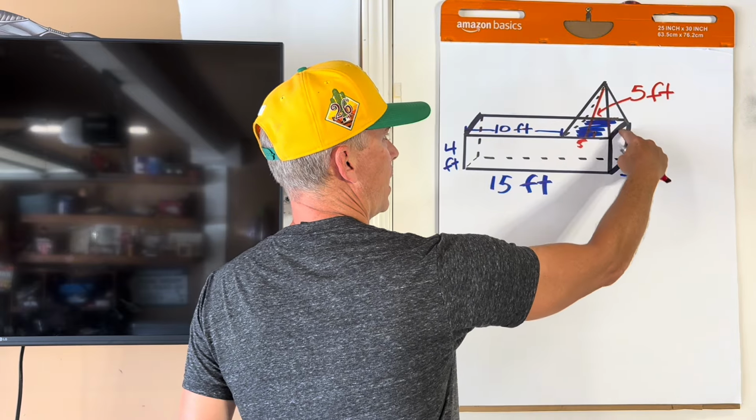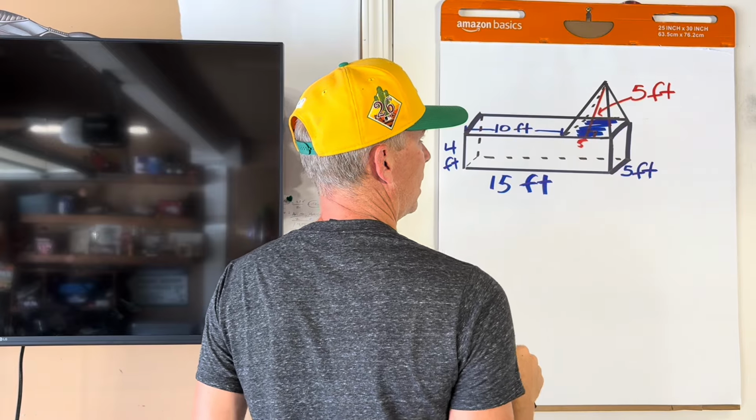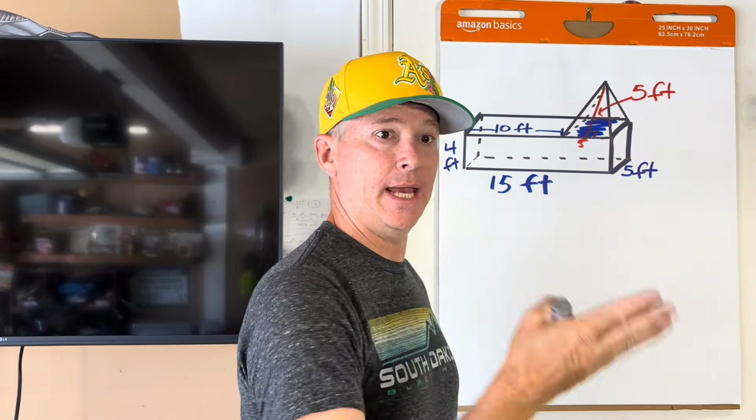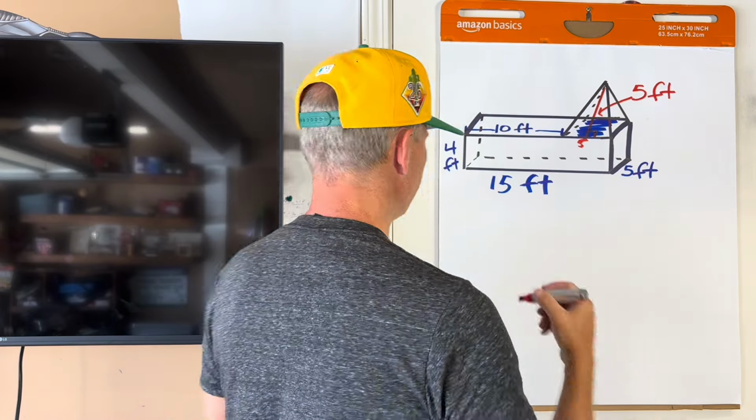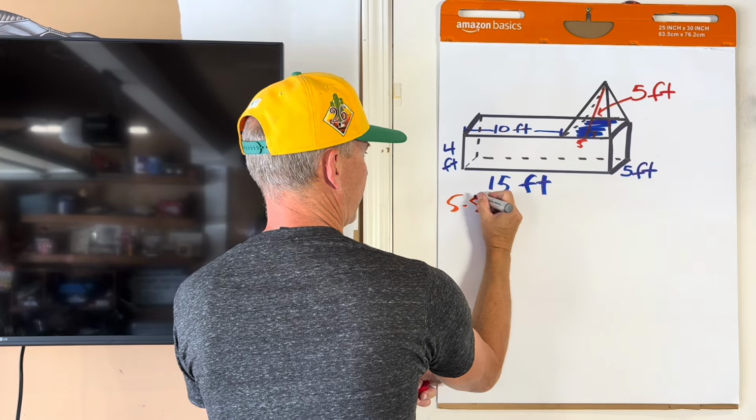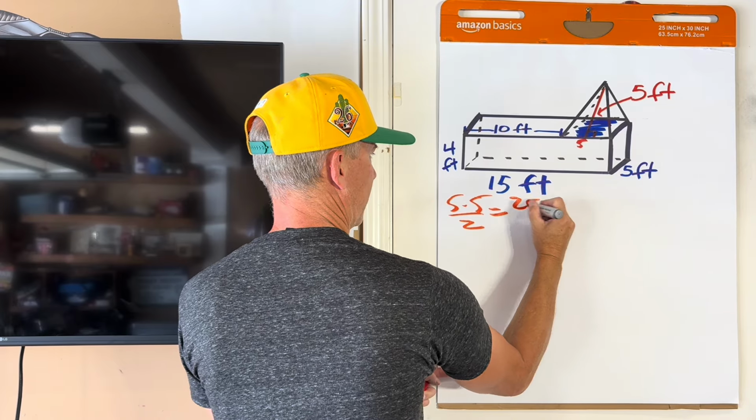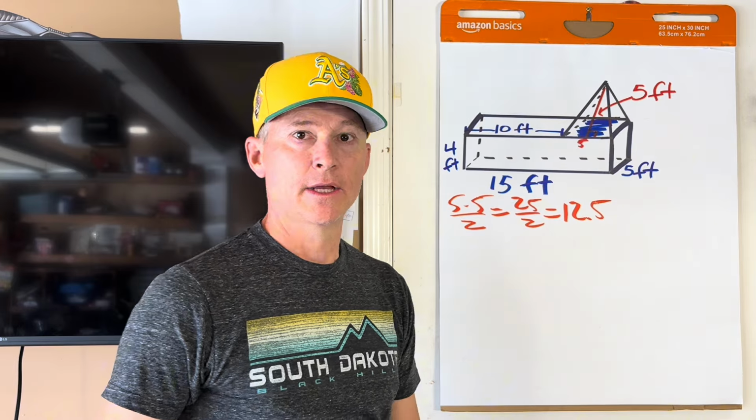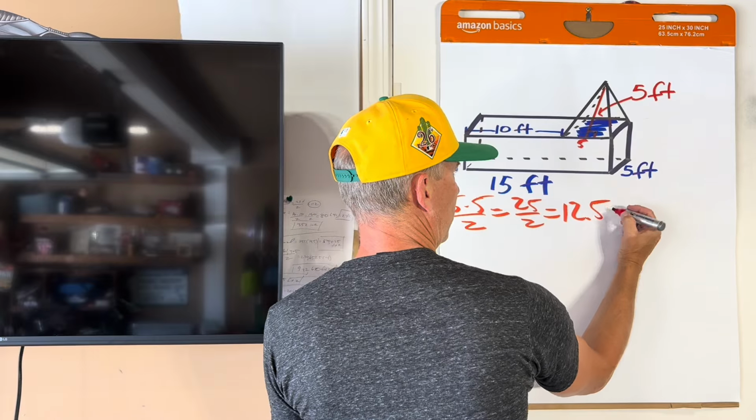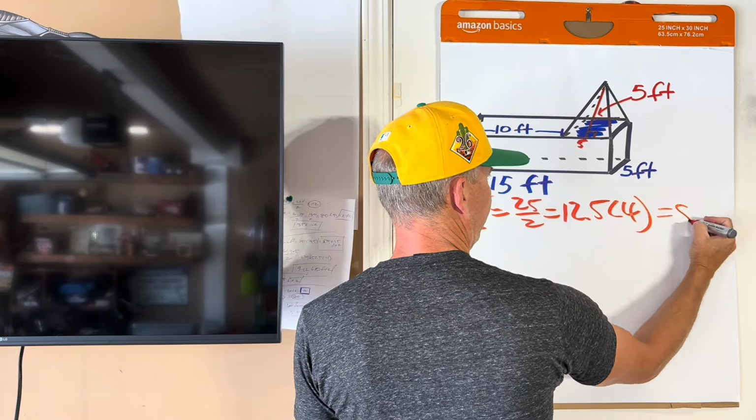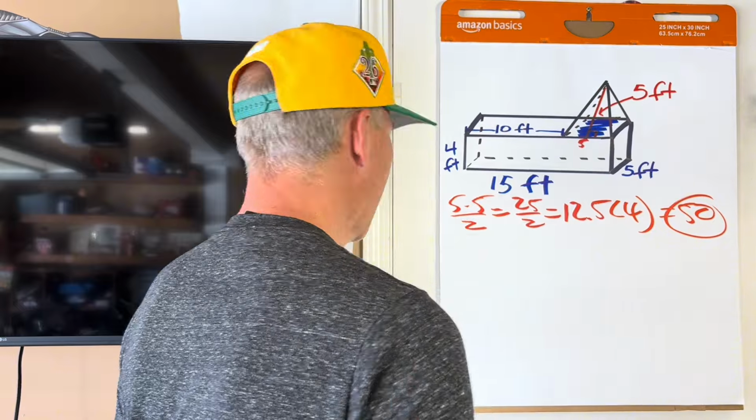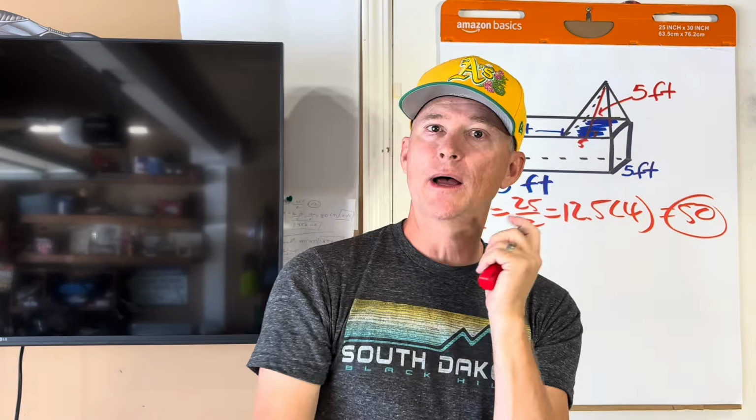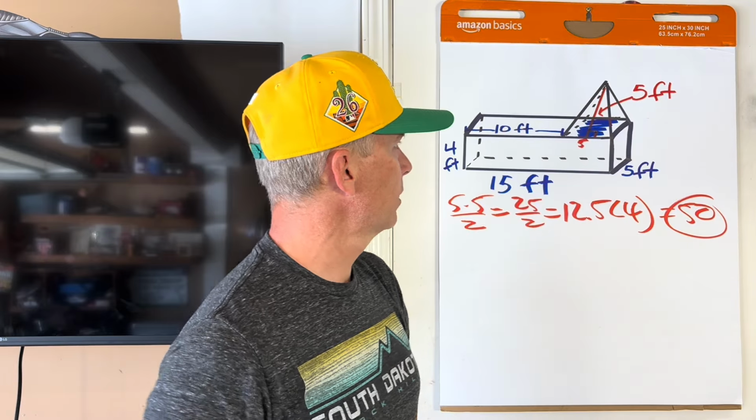Okay, so we have 4 sides. Let's find those. The height is 5, the base is 5, so it's 5 times 5 divided by 2. 25 divided by 2 equals 12.5. Now there's 4 of those, so we can do that in our head. 12.5 times 4 is going to be 50. If you think of all 4 of the sides, 1, 2, 3, 4, you add them all up, it's 50 feet squared. Okay, the triangle's done.